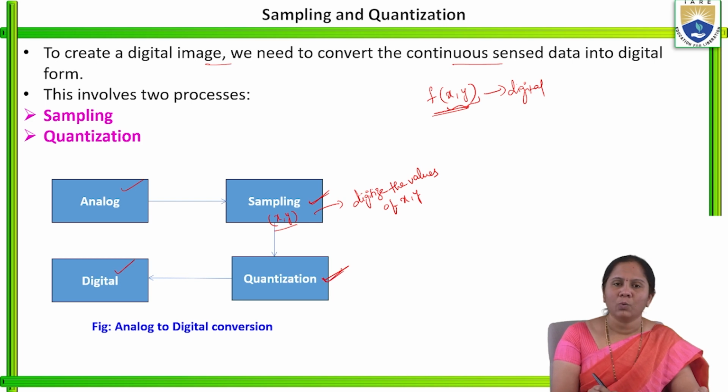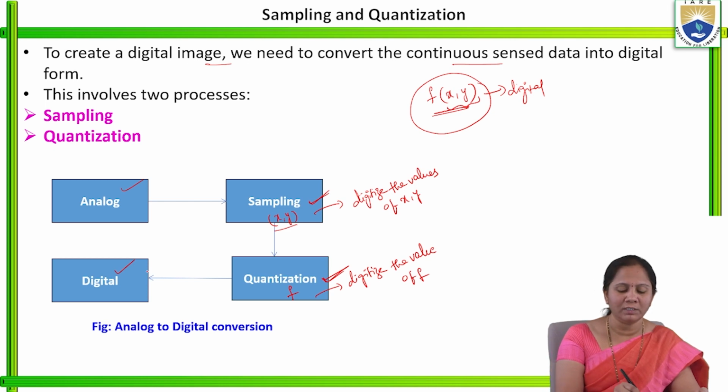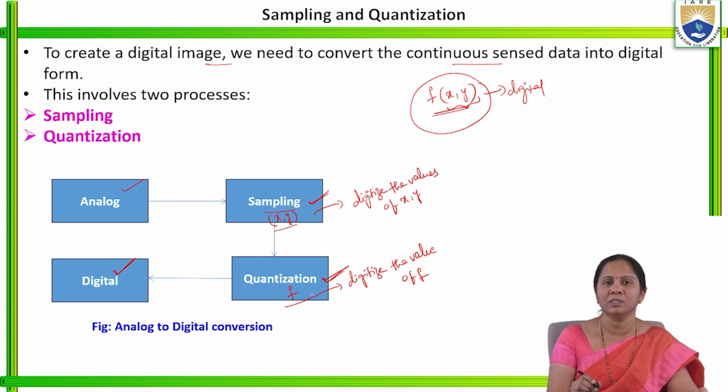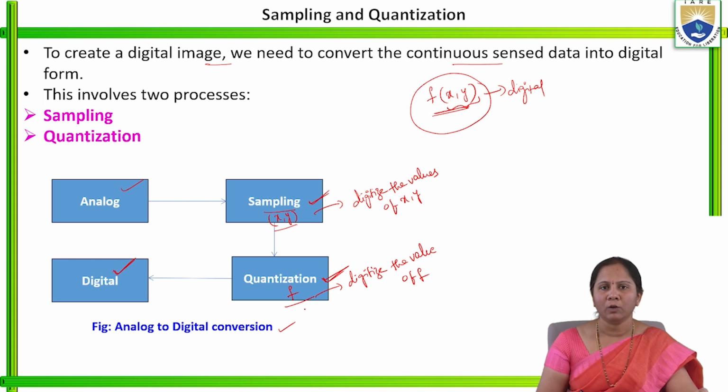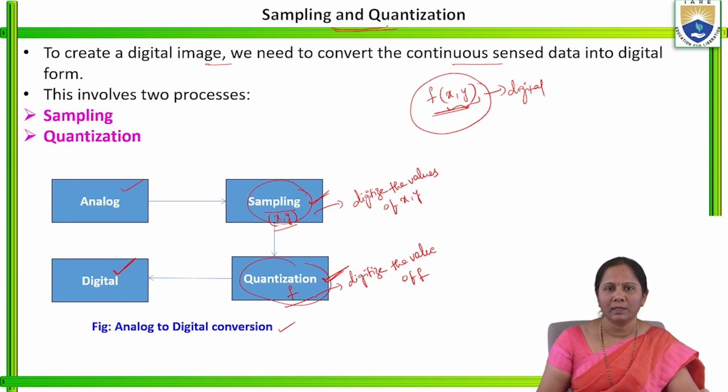Whereas in the quantization block, quantization is used to digitize the value of f. That means quantization is used to digitize the value of intensity. So the whole image f of x comma y, the continuous analog image, will be converted into digital. Sampling digitizes the values of x and y, whereas quantization digitizes the value of f, that is the intensity level. This is a simple block diagram which does analog to digital conversion, and this is the purpose of sampling and quantization that we are learning.